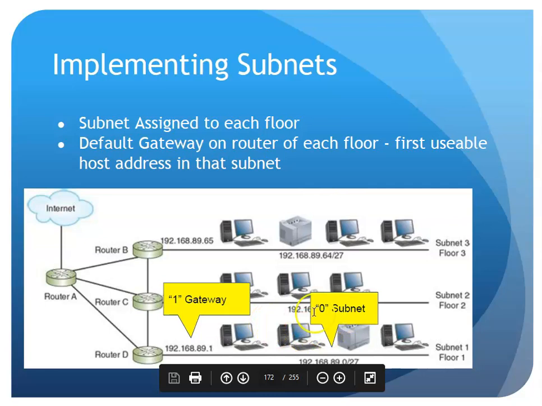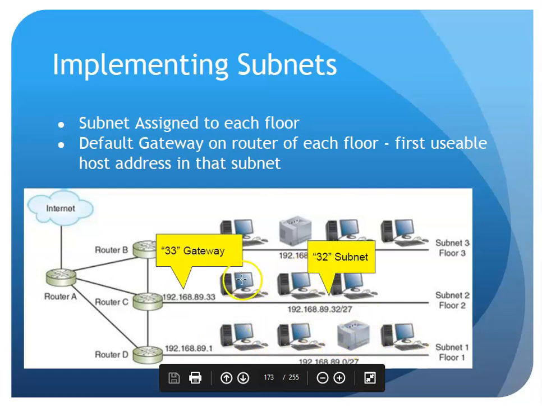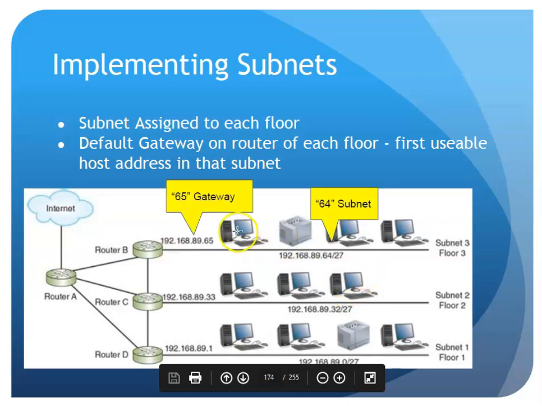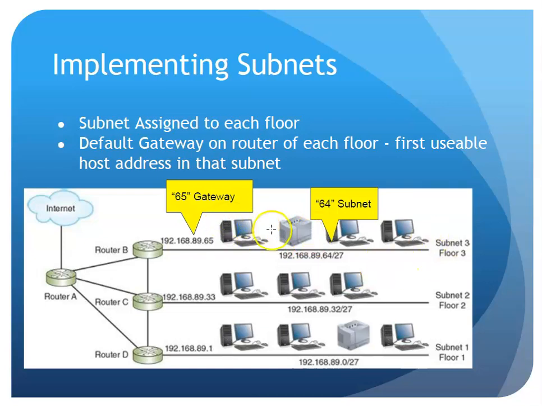So here, any addresses out of the 0 subnet would apply to devices here. 2, 3, 4, 5, 6, 7, 8, 9, 10. This one, 34, 35, 36, 37, 38. This one here, 66, 67, 68, 69, 70 would all be addresses for this floor. This is how we start using those numbers and implementing the subnets. That's what we're going to do in the lab room with our own IP scheme on our own devices.